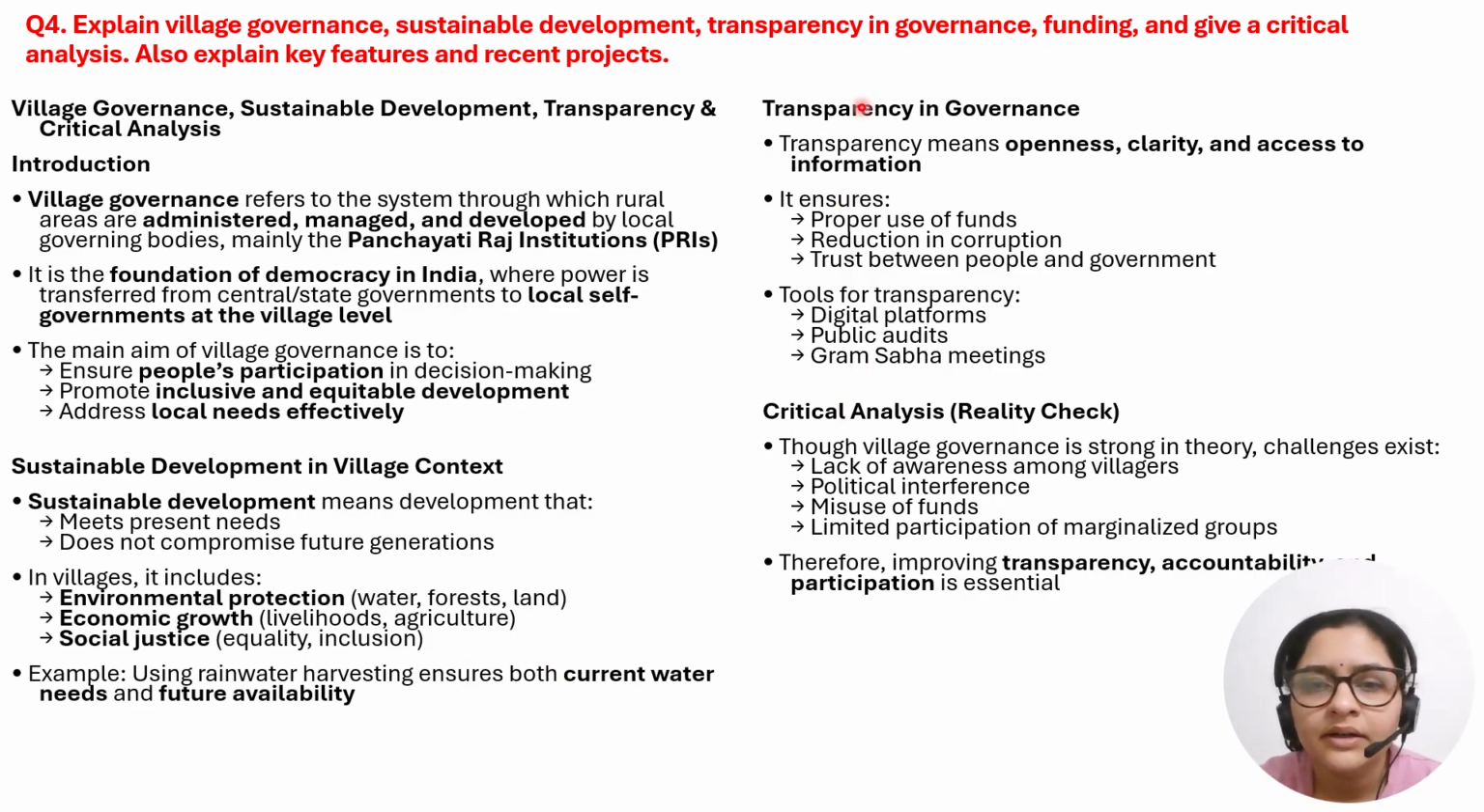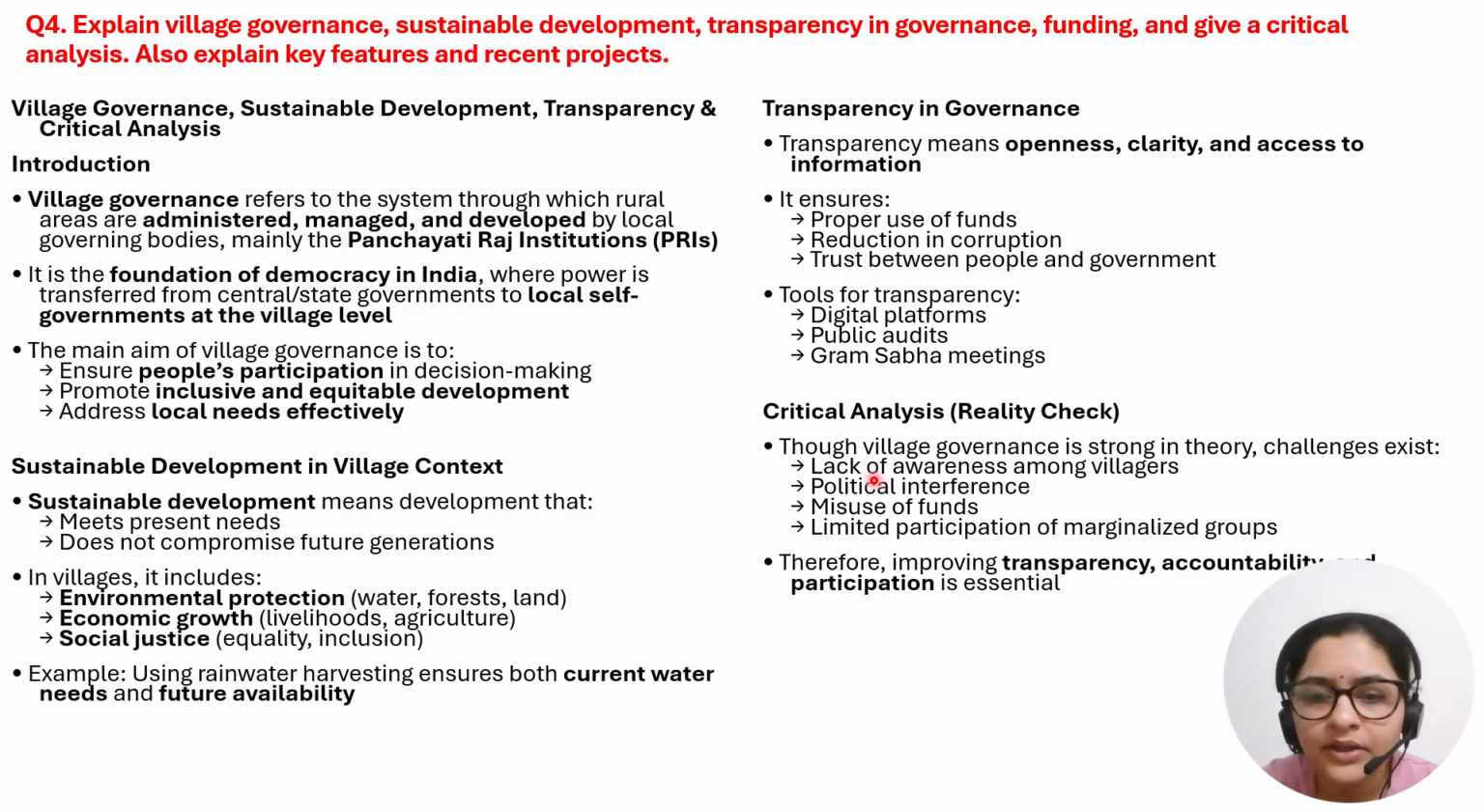Transparency in governance is the next one. Transparency means openness, clarity, and access to information. So people should know everything that is happening behind the scenes. It ensures proper use of funds, reduction in corruption, and trust between people and government. Then, next, tools for transparency. What are the various tools? Digital platforms, public audits, and Gram Sabha meetings. So in this way, the public will know about whatever is happening.